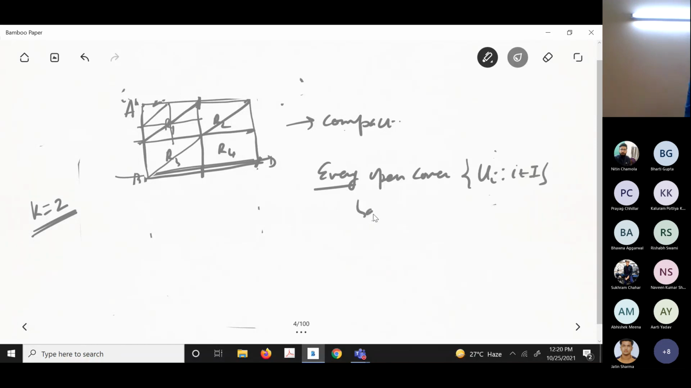Has a finite subcover. That I'll have to show of this cell, of K cell. Here it is actually 2 cell I am doing. Has a finite subcover. The argument is very simple. Now suppose I have a cover of this which doesn't have a finite subcover, suppose, for contradiction.